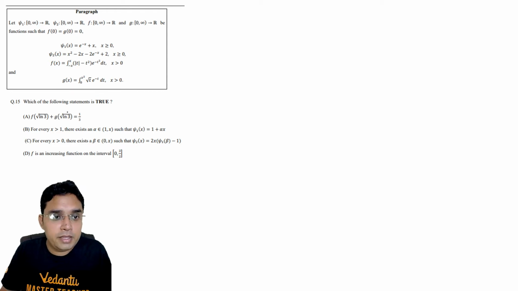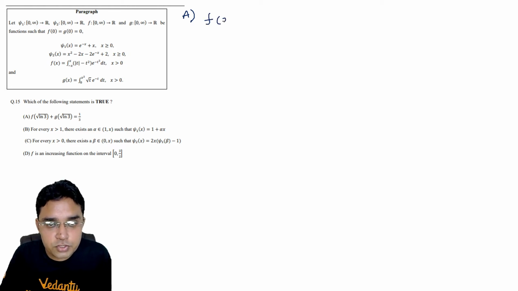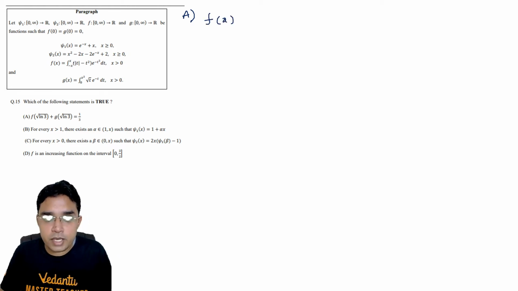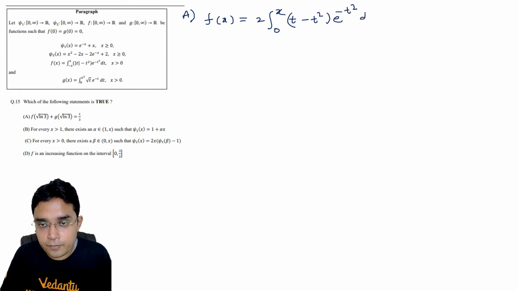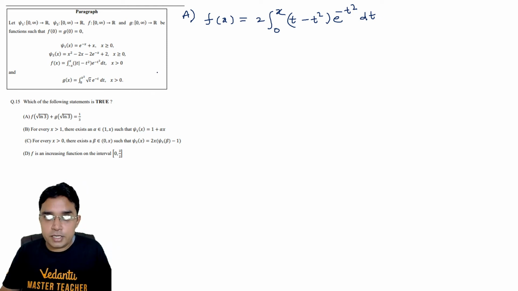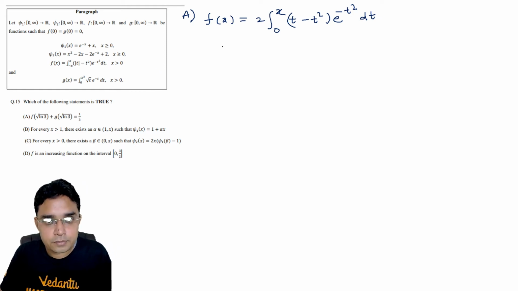In question number 15, first option is f of root ln 3 plus g of root ln 3 equal to 1 upon 3 or not. Now to see this part, let us write first the f(x) function, which is given as integral from minus x to x of mod t minus t square times e power minus t square. Because this is an even function, I can write this as 2 times integral 0 to x of t minus t square into e power minus t square dt. Okay, x is positive, so mod t can be written as t only.